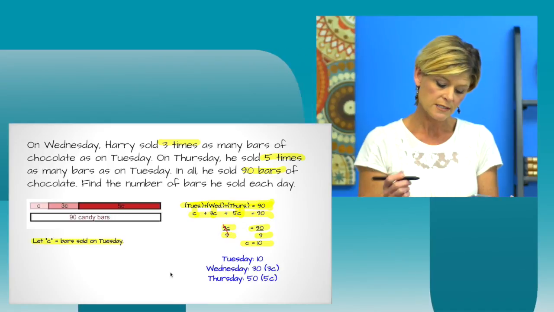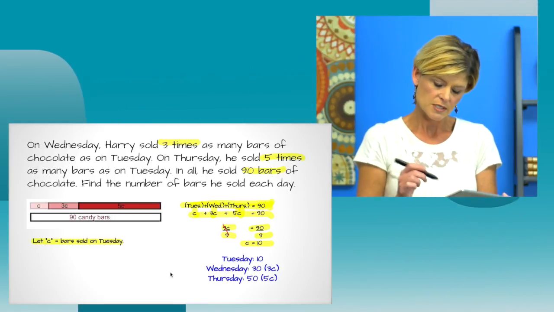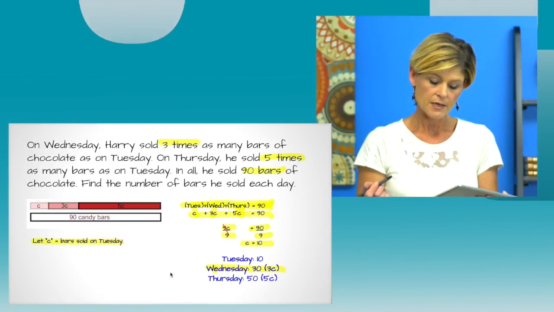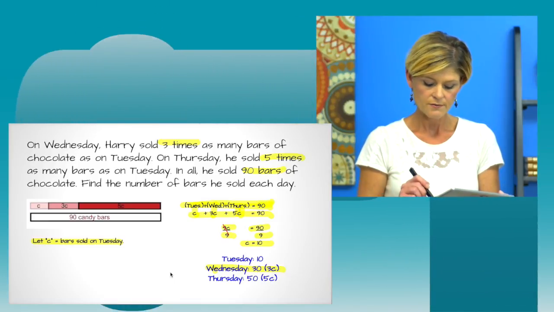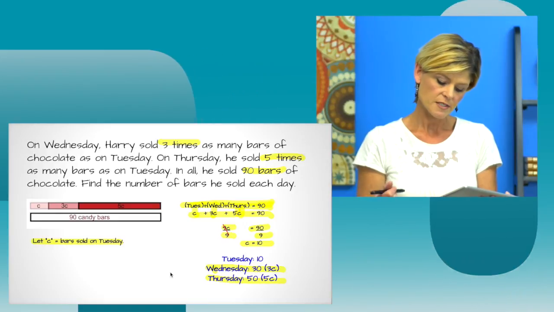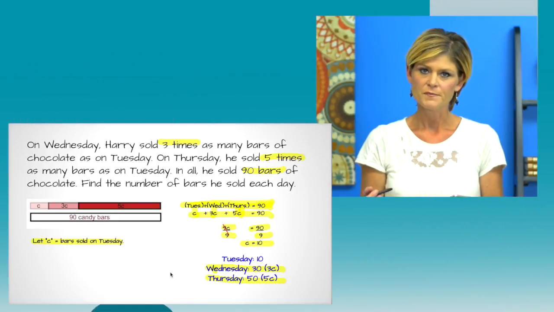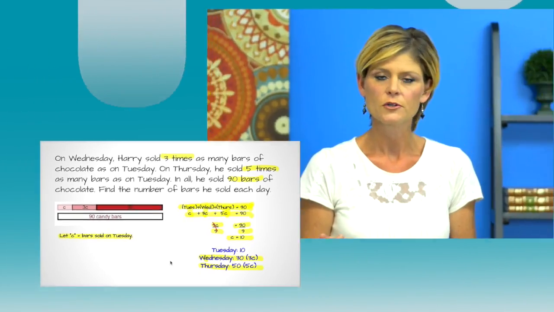So we know that on Wednesday he sold 3 times as many. So it's 3 times 10, 30. And on Thursday, he sold 5 times as many as he did on Tuesday, so that would be 5C. So Tuesday 10, Wednesday 30, and Thursday 50. And that's how many chocolate bars altogether total 90.